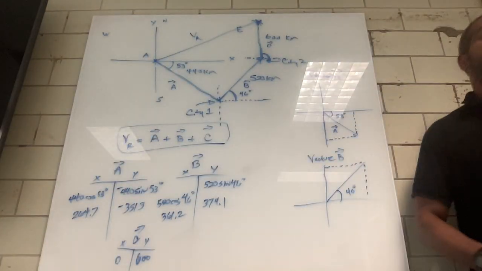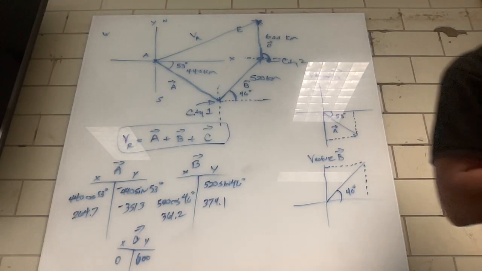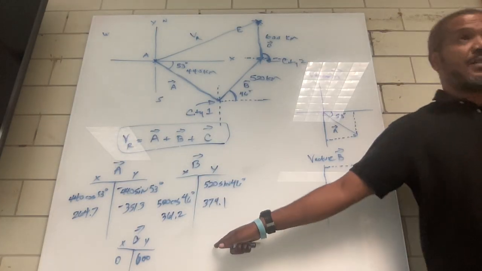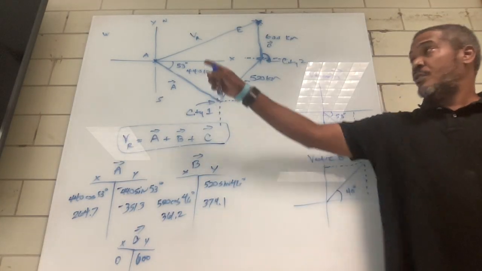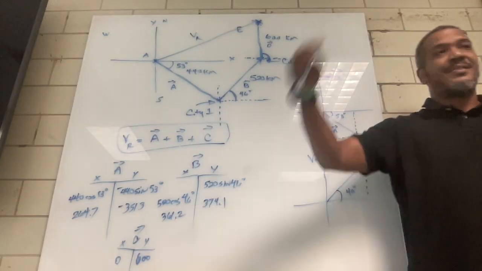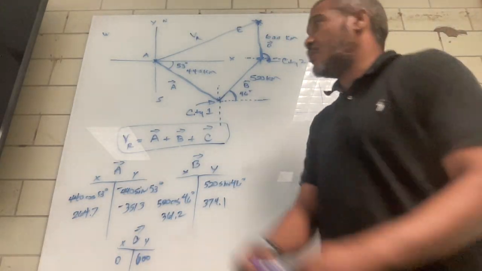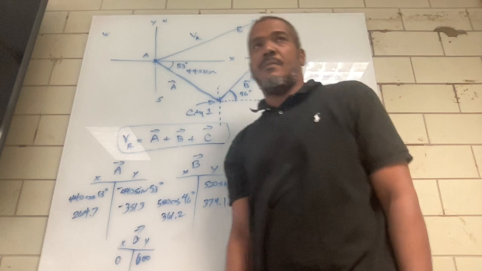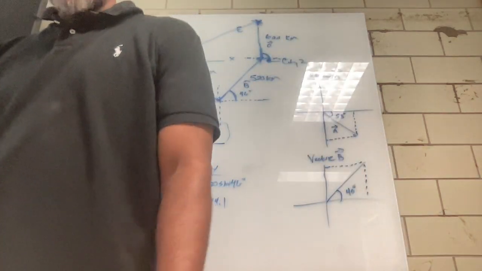But you could still do this stuff without doing the Pythagorean theorem. You don't need anything for that. And that's what we just did. We just found the vector, found the components, got the sum. And that's gonna give you this. All right?